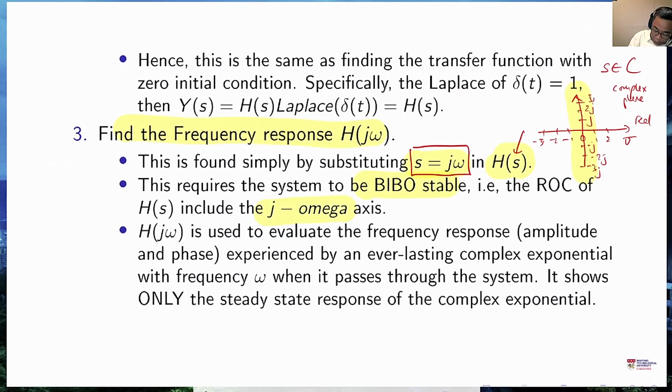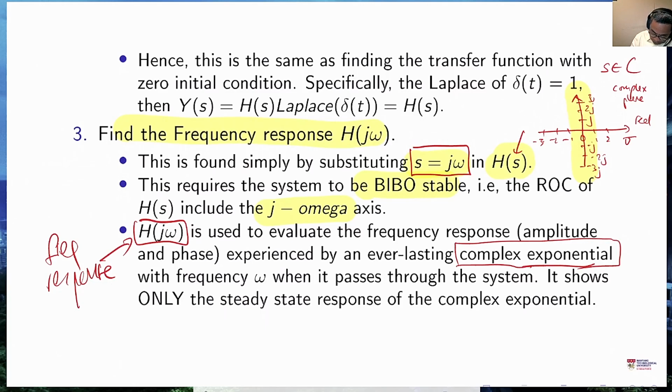What's useful about H(jω)? Its name says frequency response. Frequency of what? Actually, it's the frequency of the complex exponential e^(jω t), whatever frequency we're interested in. So this omega is the same as this omega.